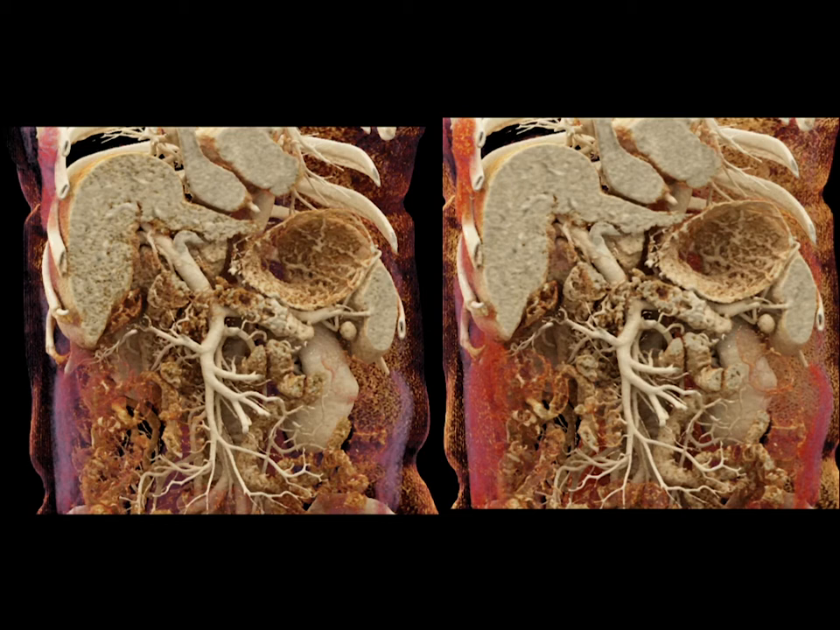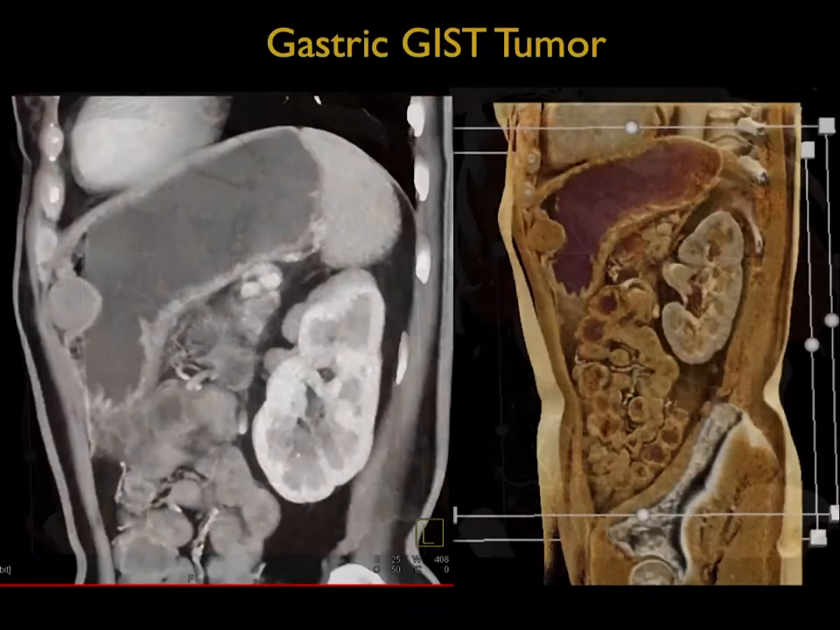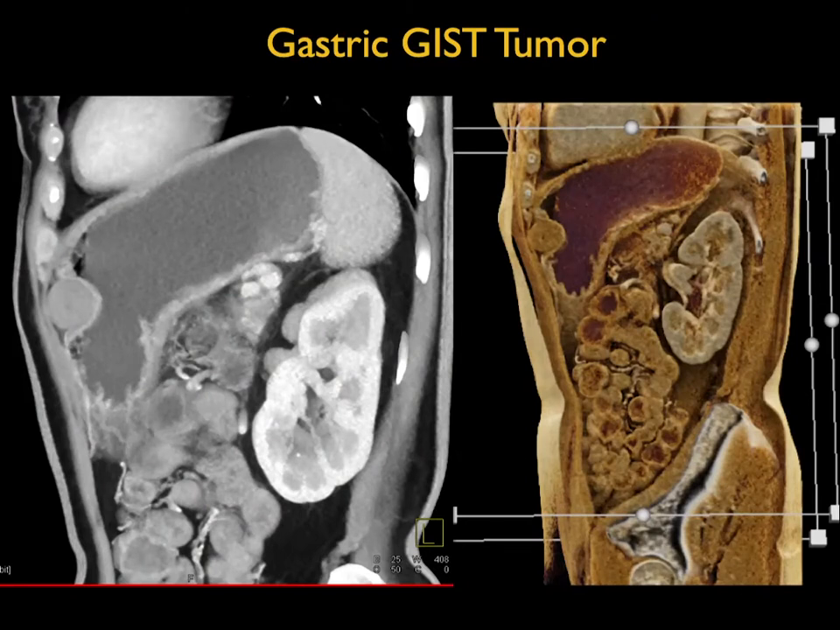And again, I think one of the things that we're going to have to do better in the future is that we need to be able to control the lighting even better to make information even more impressive and pick up even more detail. And so, for example, here we see a mass coming off the anterior aspect of the stomach, which was a gastric GIST tumor, shown with volume rendering and cinematic rendering.